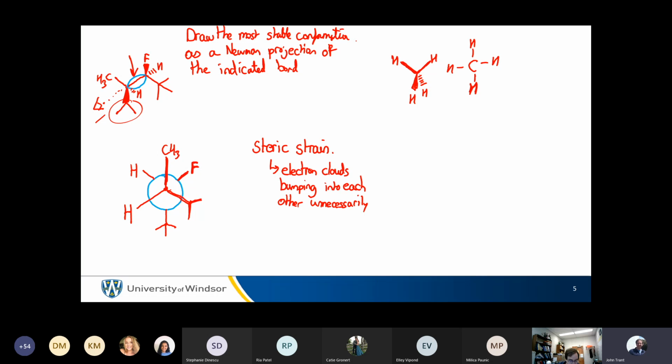Okay, so what we need to do is rotate this thing to get the most stable conformation. But to do that, we need to identify what the most stable conformation is. And that's when the two biggest things are furthest away from each other, and everything is staggered. Nothing wants to be eclipsed. Everything is staggered. Nothing is eclipsed.